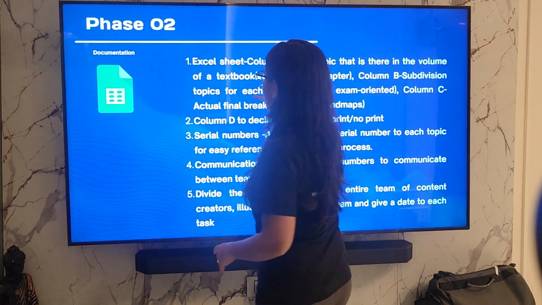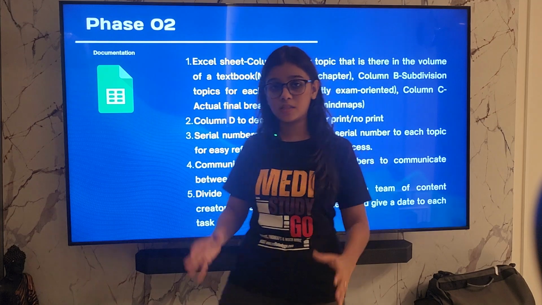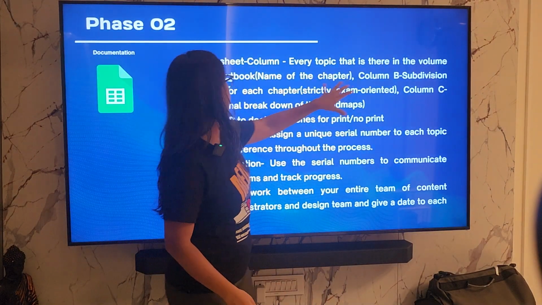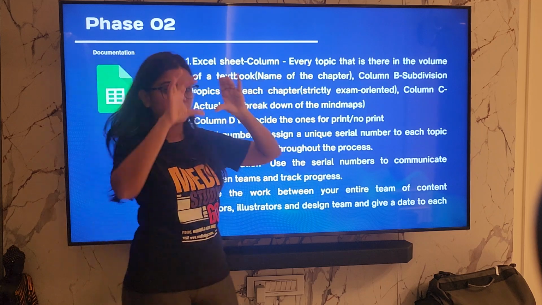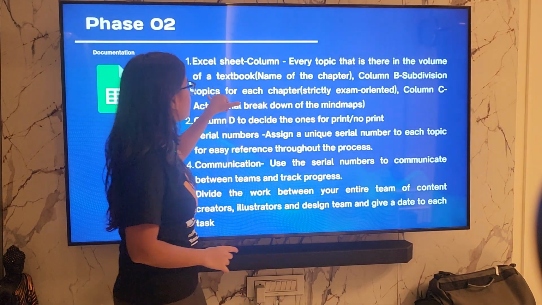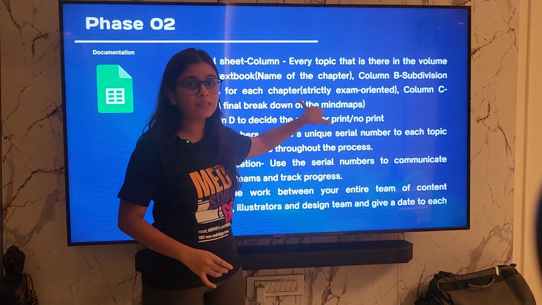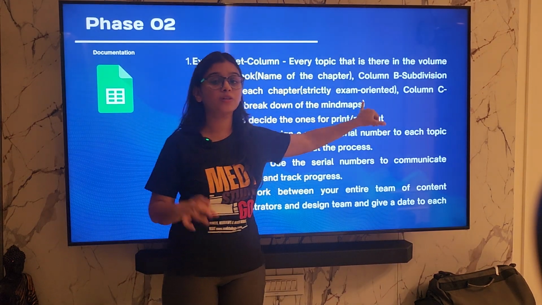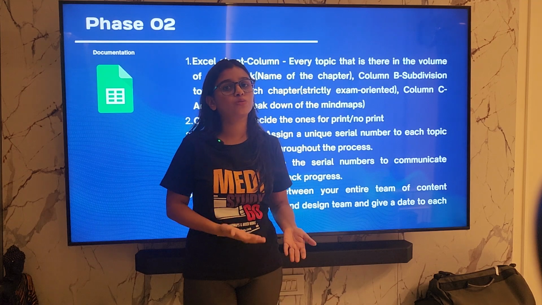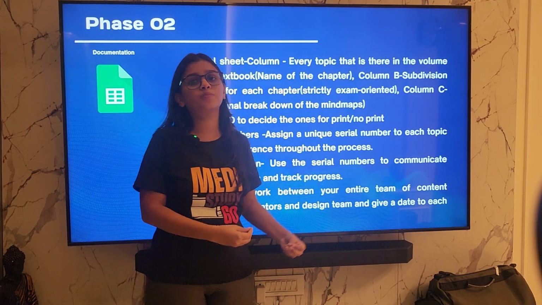So this is the way that the Excel sheet has to be, where you will have every topic that is there in the volume of a textbook. You should have the name of the chapter, which is the heading, and then you should have the subdivision for each chapter. As we said, it's mostly exam oriented because this particular project is a revision tool, which means that we only want students to use this as their last minute exam tool.